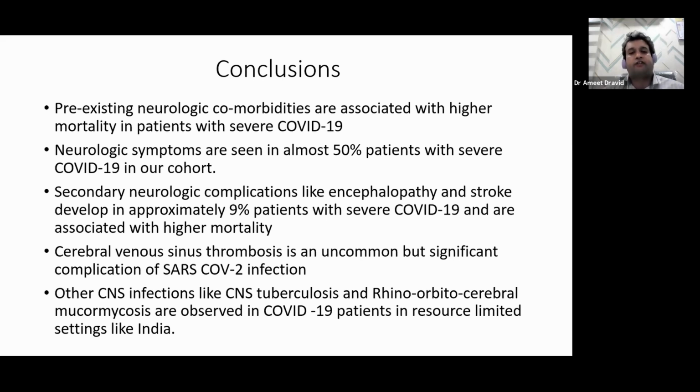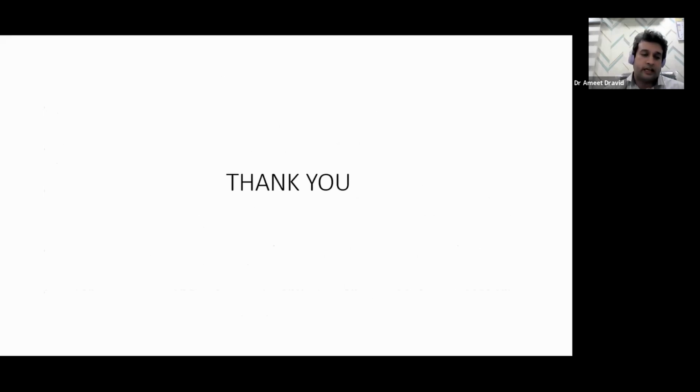And other CNS infections like CNS tuberculosis and rhino-orbitocerebral mucormycosis are observed in COVID-19 patients in resource-limited settings like India, and now even countries like Bangladesh and Nepal, which are bordering India, are reporting cases of mucormycosis associated with the COVID epidemic.